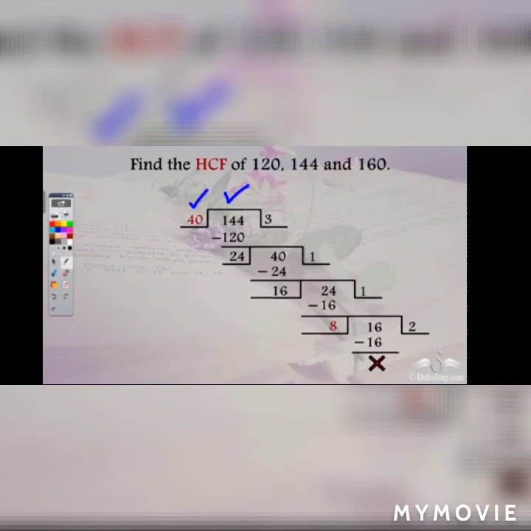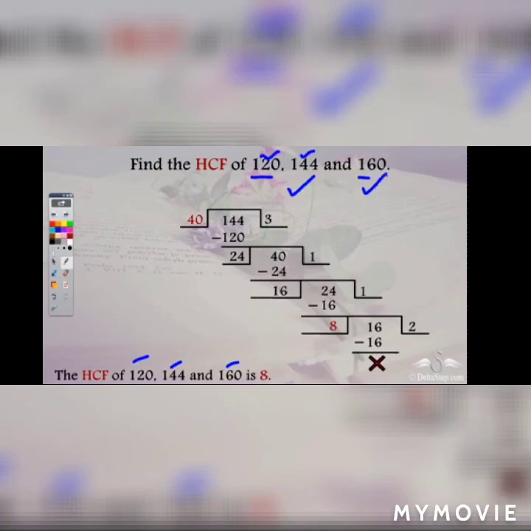But from where did we get this 40? There is no 40 in the question. Recall that 40 is the HCF of 120 and 160. We can say that 8 is actually the HCF of the three numbers. So the HCF of 120, 144 and 160 is 8. So you can check it using the prime factorization method.